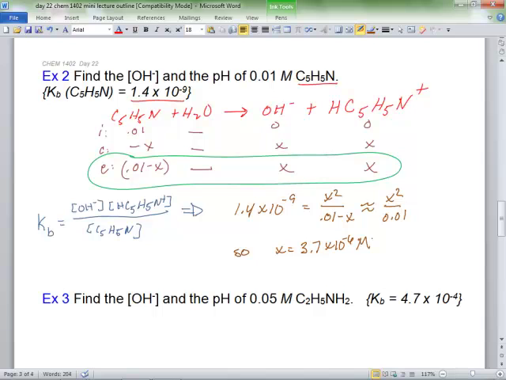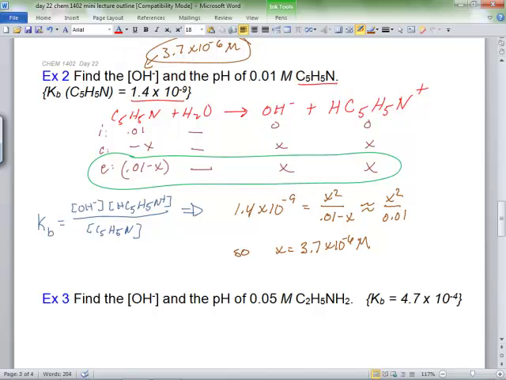All right, so she must have taken 1.4 times 10 to the negative 9 times 0.01, then took the square root. Right? There's Brad's shortcut, right? Drop the negative X, because we have 10 to the negative 4 or smaller. Now, the concentration of hydroxide, that answer is 3.7 times 10 to the negative 6. Okay, that's what it is.